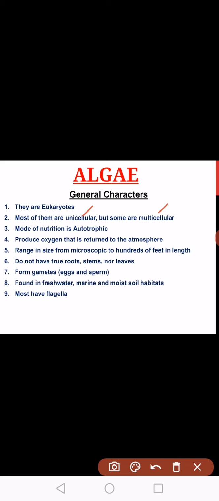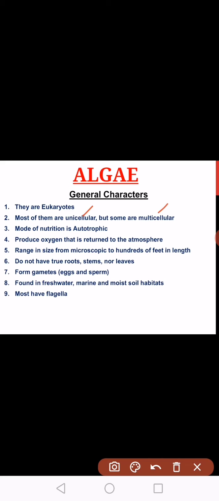Now we'll move on to the size of the algal members. The size may vary from microscopic to macroscopic, that is about hundreds of feet in length. And these members do not have true roots, stems and leaves. During reproduction, they form the gametes, male and female gametes. Here the male gamete is called the sperm and the female gamete is called the egg.